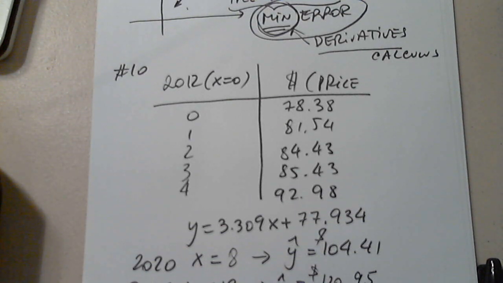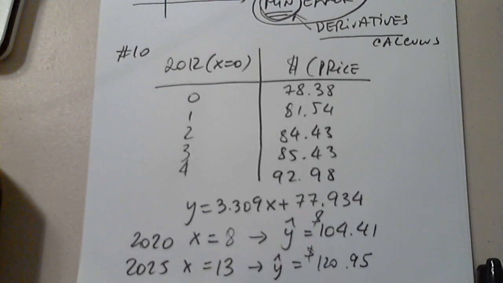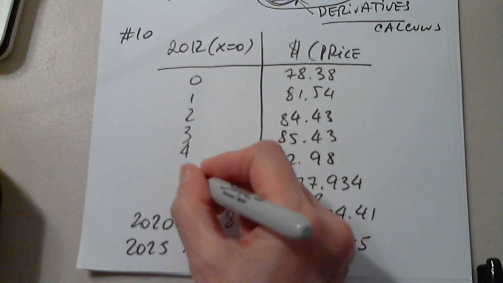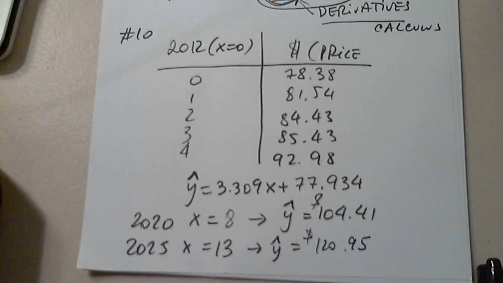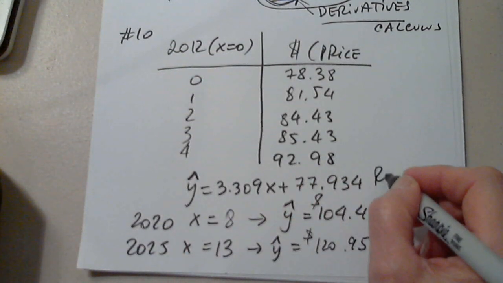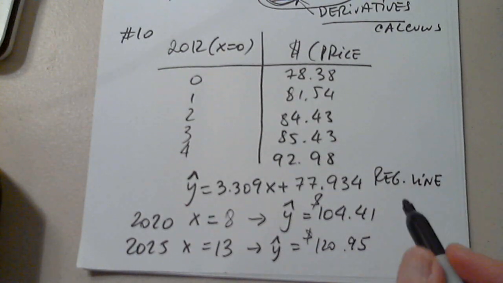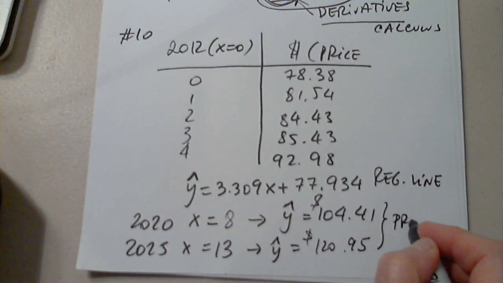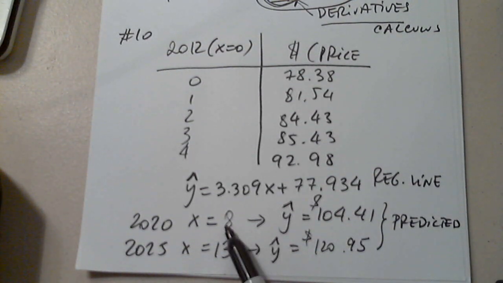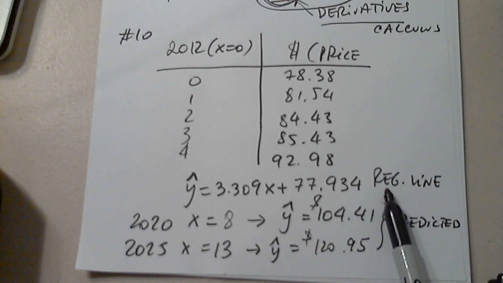Okay. This is it. That's all we're asked to do in this section. Now you can say, why did you use this hat? Because this is really the correct notation for the predicted values. So this is the regression line, and these are the predicted values of y for x equals 8 and 13 respectively through the regression line.